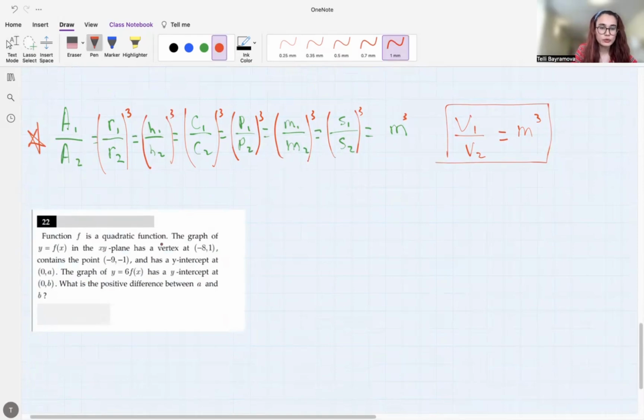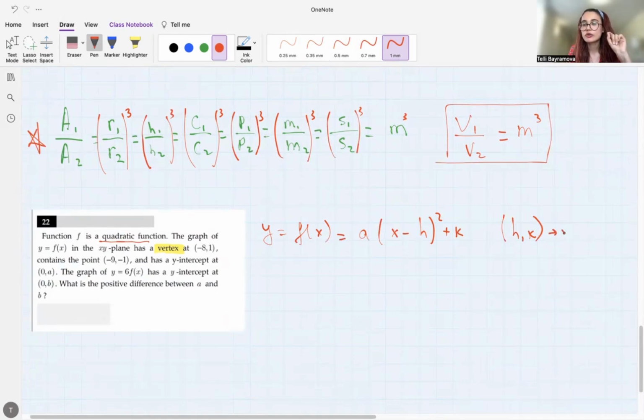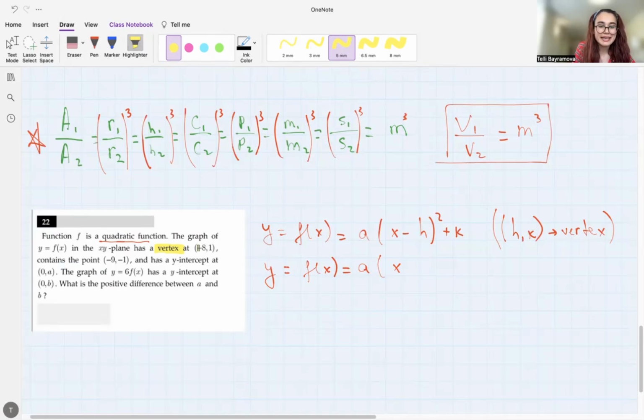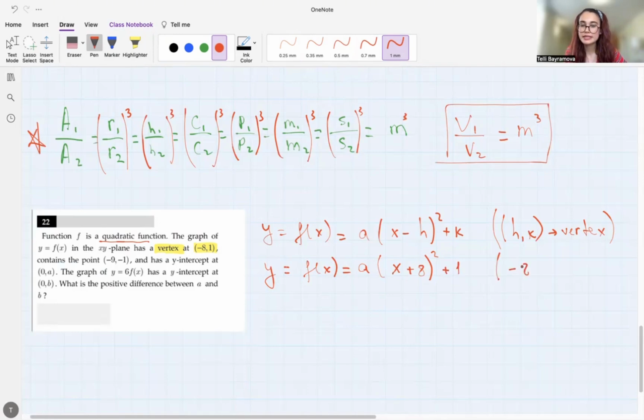So 22, the function f is a quadratic function. The graph of y equals f of x in the xy plane has a vertex. Okay, we have a vertex, so let's write the vertex form: a times (x minus h) squared plus k. H and k are the vertex. So let's plug in: f of x equals a, I don't know what a is, times (x plus 8) squared plus 1, because the vertex is negative 8 and 1. In this case, the vertex will be negative 8 and 1, okay.